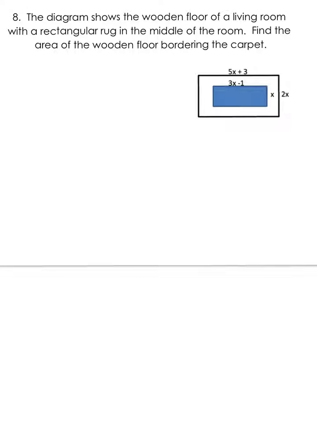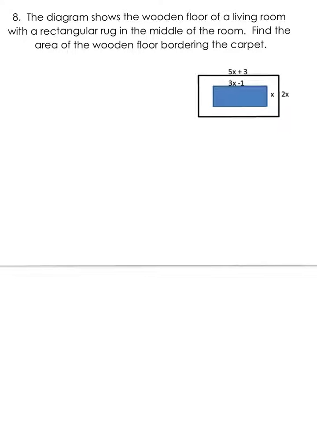Number 8. The diagram shows the wooden floor of a living room with a rectangular rug in the middle of the room. Find the area of the wooden floor bordering the carpet. So this is a similar problem to ones that we have done where we have a rectangle inside of another rectangle, and I only want to figure out the outer region. So I need to find the area of the outer region, but not the inner region.